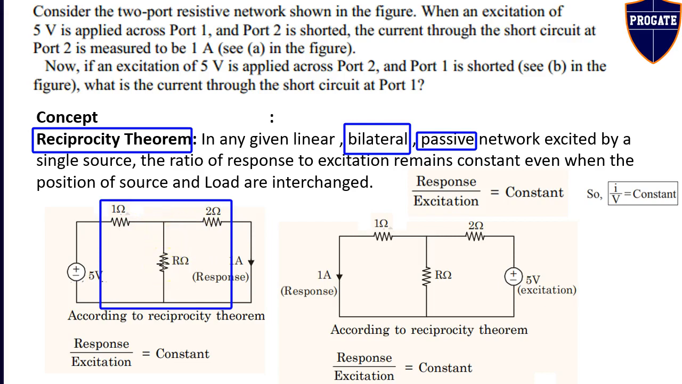This is a resistive T network in which only resistances are present, which do not have any initial conditions like an inductor or capacitor, hence it is a linear network. It is excited by a single source. This two-port network is excited by a single source at port 1. So now the if part of the theorem is completed.